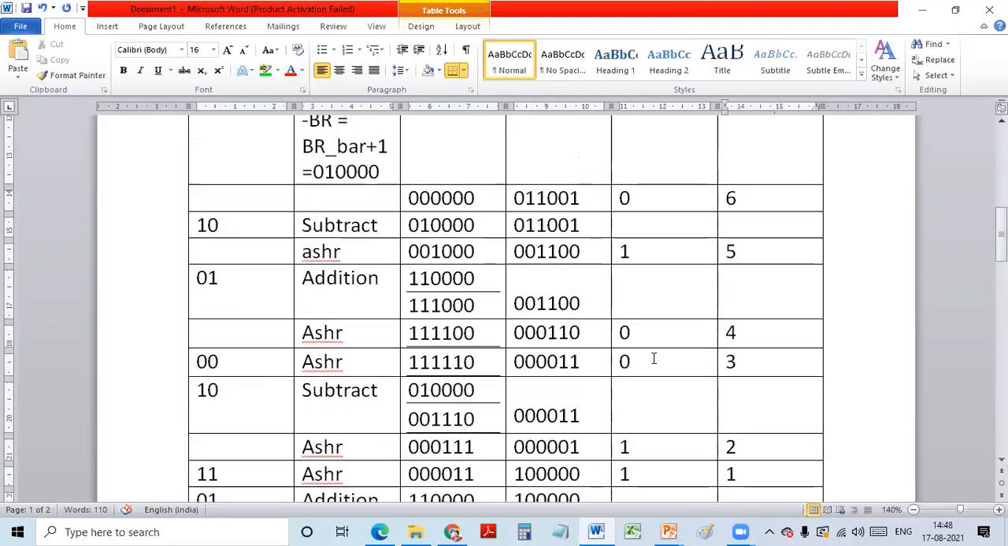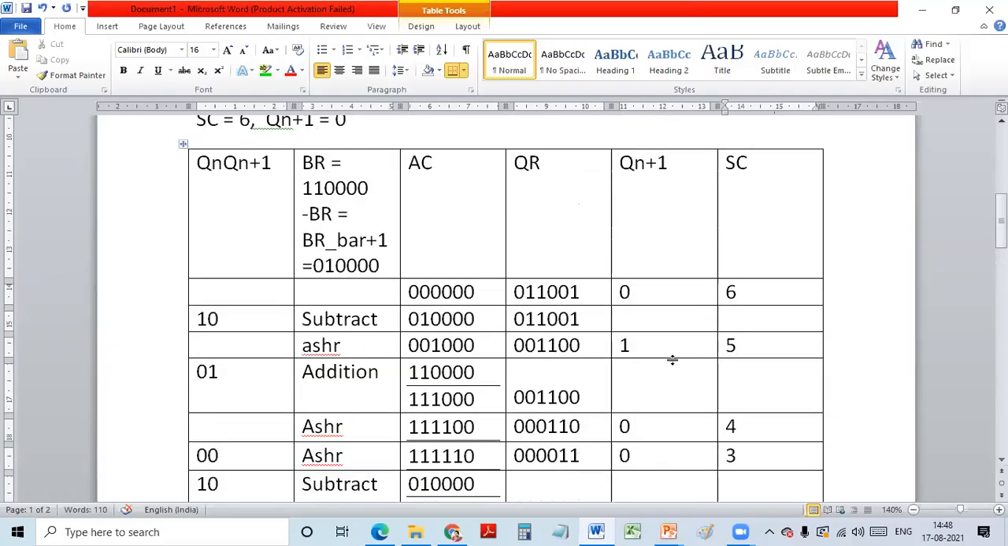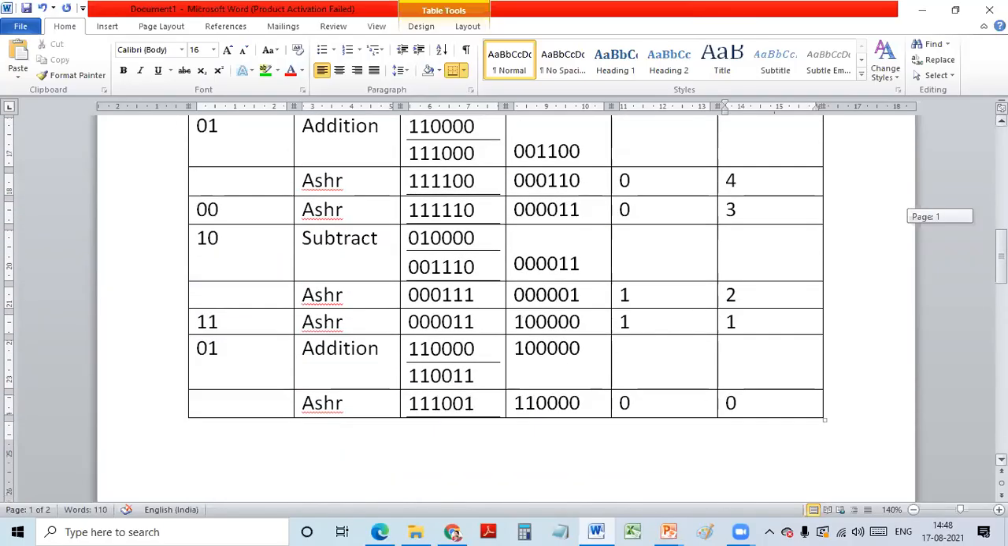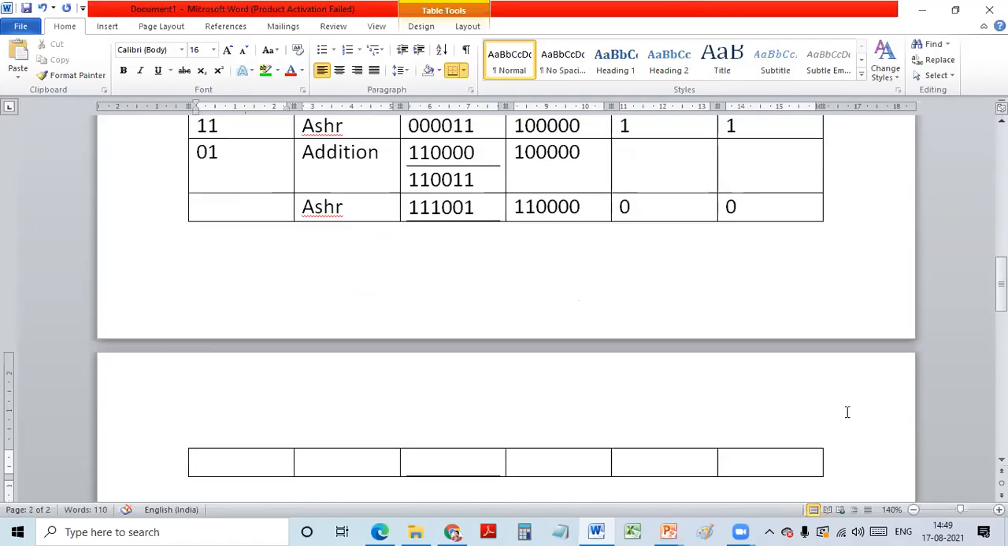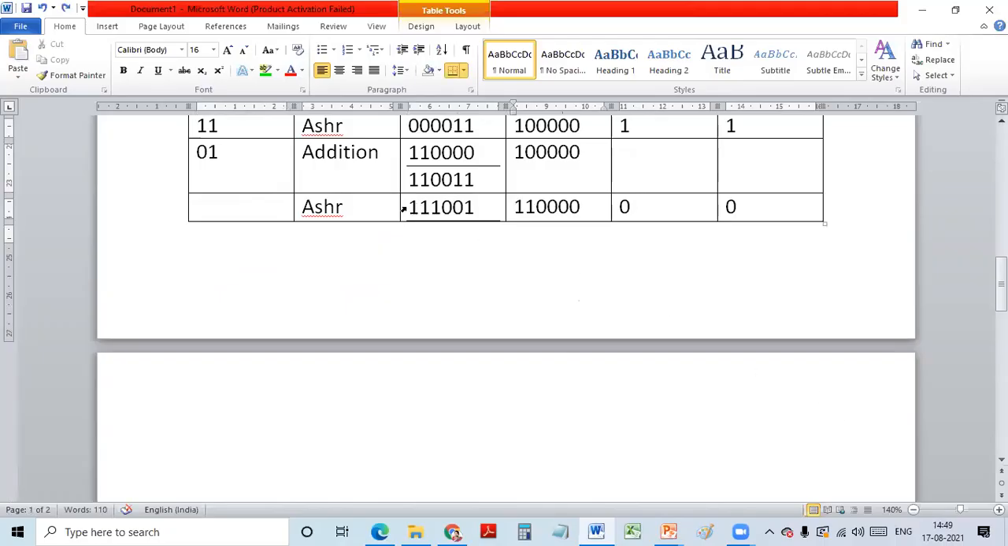You check. This is your Qn plus 1 value. If you check your QR, this is your multiplier, and the sequence counter. So what is your final product? Your final product is in the A and Q registers. So the final product is 1, 1, 1, 0, 0, 1, 1, 1, 0, 0, 0, 0.